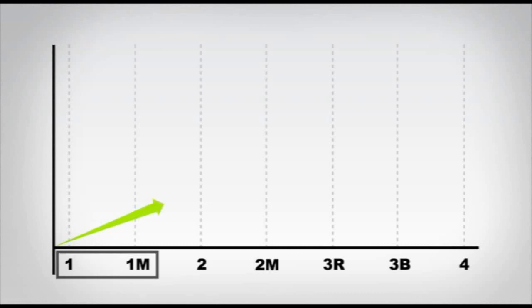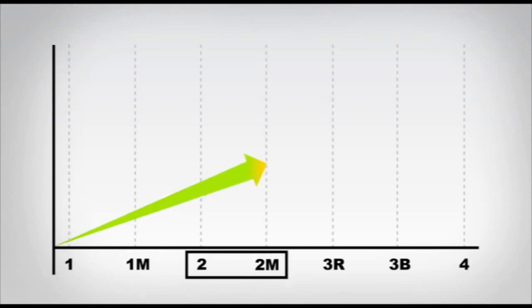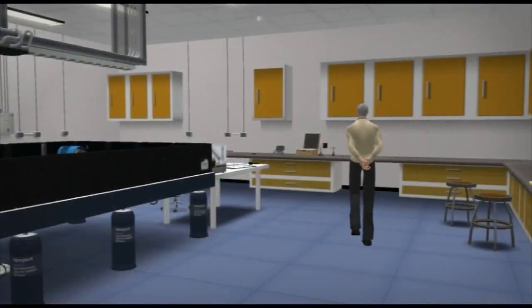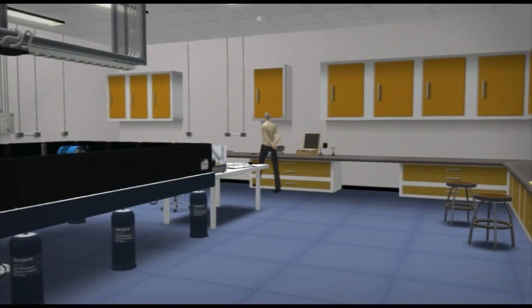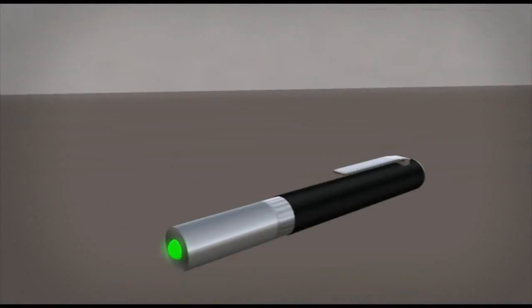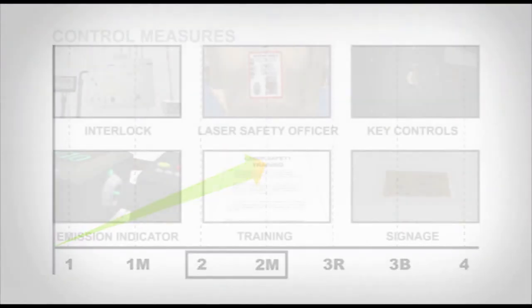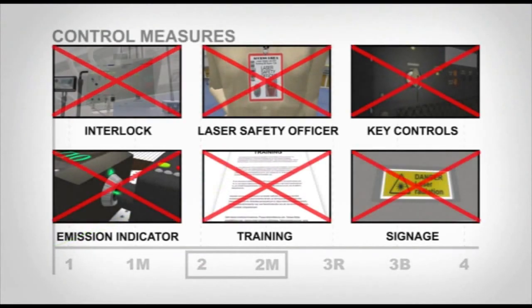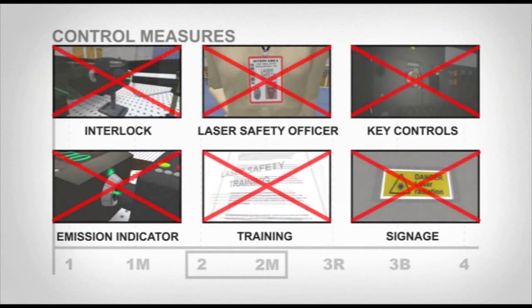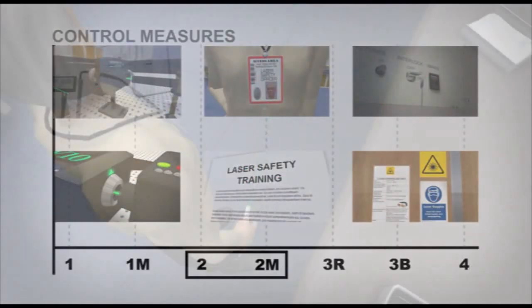Moving from Class 1 to Class 2 lasers, there is an increase in the danger posed by the optical hazard, and only visible lasers can be labeled as Class 2. An example of a consumer product which is a Class 2 laser is a handheld laser pointer. Again, no signs, training, goggles or laser safety officers are required for this class of laser.